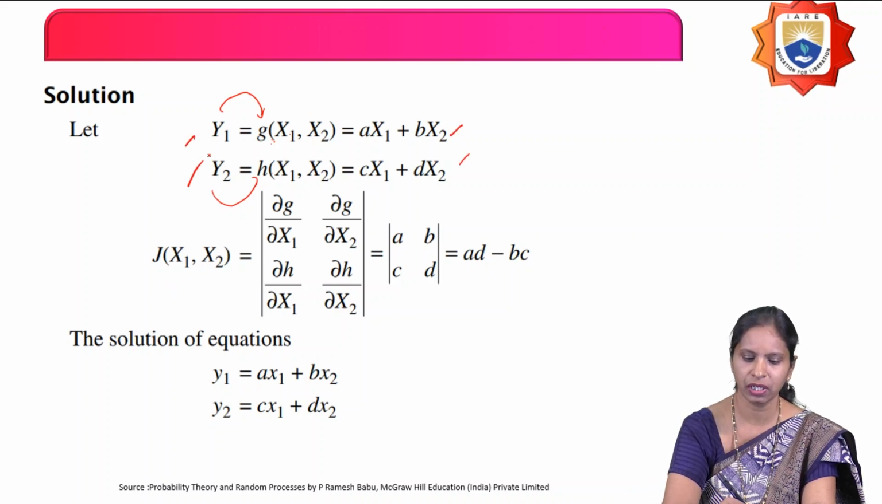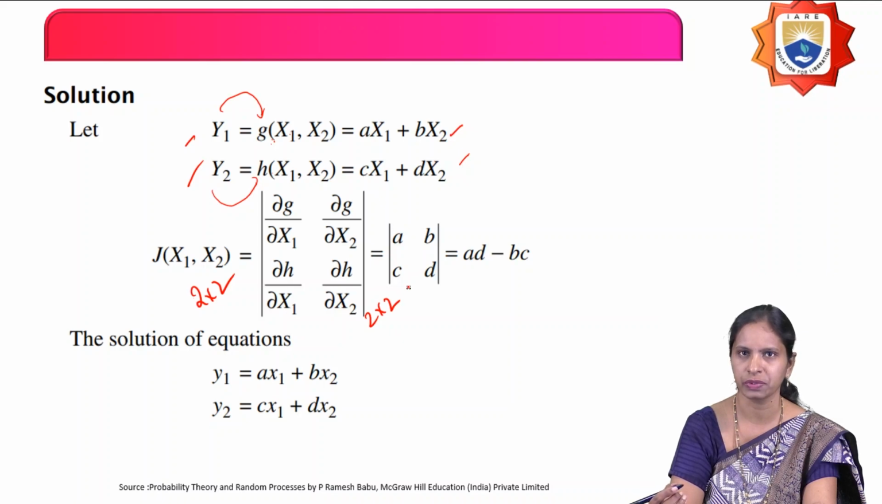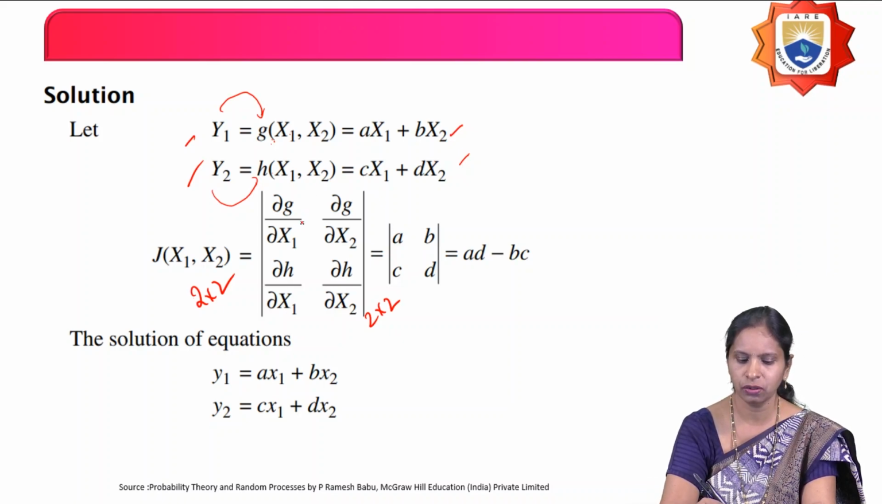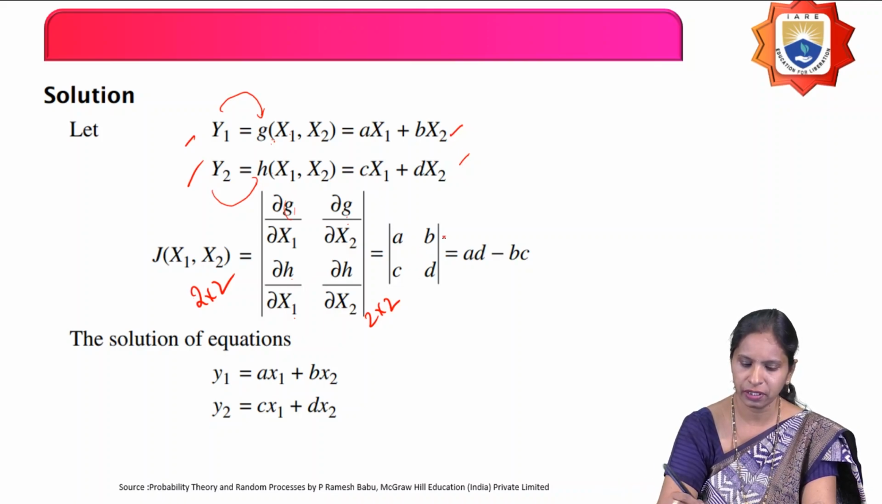They are transformed two random variables. Therefore, what is the size of this matrix? 2 cross 2. So, nothing but 2 rows and 2 columns. So, the first one here, dou g by dou x1 and here dou g by dou x2, and dou h by dou x1. Here g is nothing but g of x1 comma x2, and here h is h of x1 comma x2 equals to what? Now, you have to find it out.